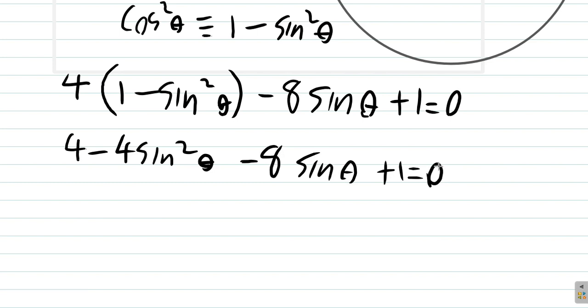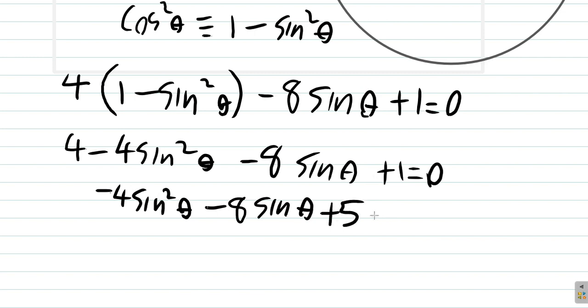Alright, let us fix it up so that we have a number sine squared theta plus a number sine theta plus a number. Alright, so this is negative 4 sine squared theta. So we have a number sine squared theta minus 8 sine theta. So we have a number sine theta plus a number. You add the 4 to the 1 here, plus 5 equals 0. Alright.